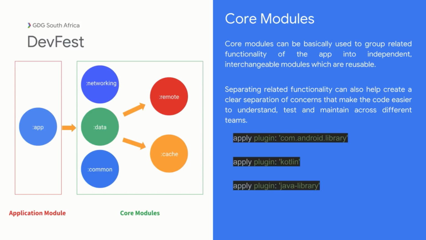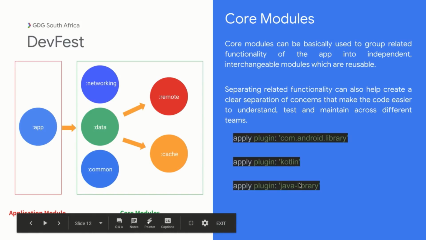So if you're going to use Kotlin, then you can use this line of code here instead of that apply plugin with that Android application. So you just apply the Kotlin plugin, and then if your module is going to be Java based, then you can just use your Java library plugin.